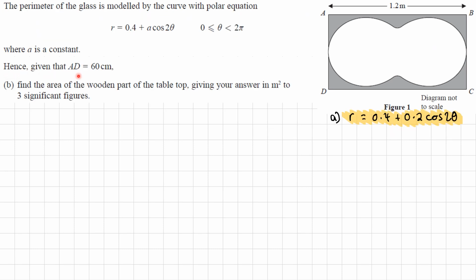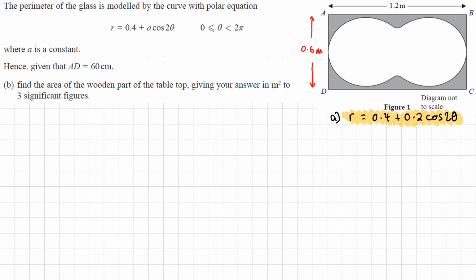Hence, given that AD equals 60 centimeters, part b, find the area of the wooden part of the tabletop, giving your answer in meters squared to 3 significant figures. So AD is 60 centimeters, that's the length here. I want to give my answer in meters squared, and this is given in meters, so I want to give the length AD also in meters. We'll write that down as 0.6 meters, which is this measurement here.